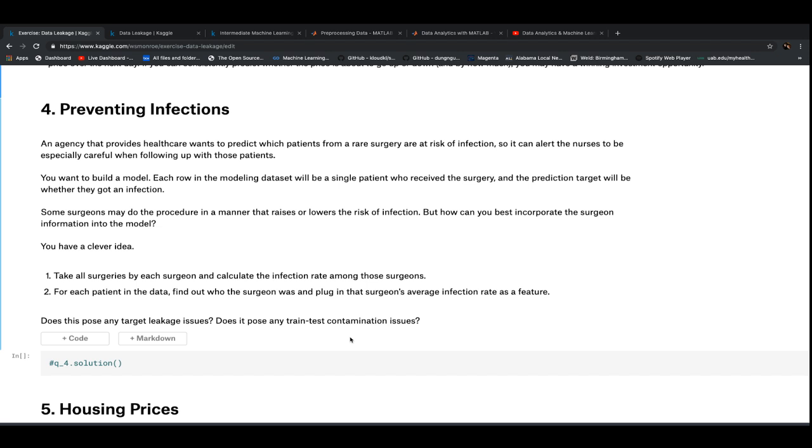You take all surgeries by each surgeon and calculate the infection rate among those surgeons. For each patient in the data, find out who the surgeon was and plug in that surgeon's average infection rate as a feature. Does this pose any target leakage issues? Does it pose any train test contamination issues?